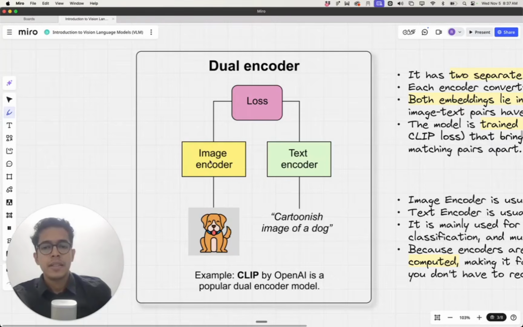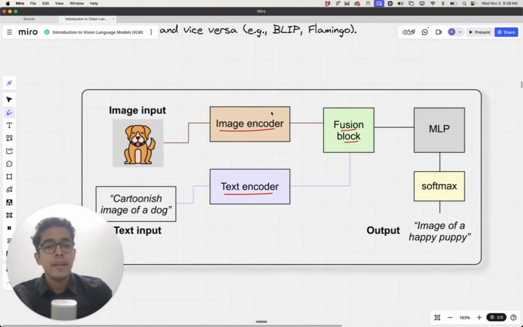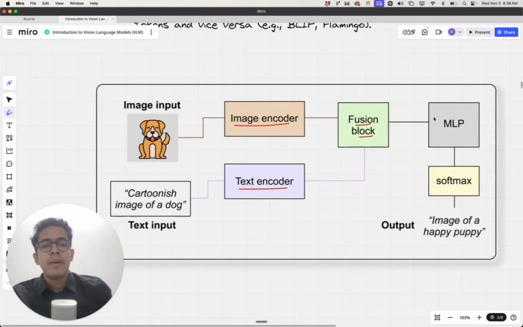So you will have an image converted to image embedding using an image encoder. Text will be converted to text embeddings, and then you compare those two embeddings to construct a loss. This loss function can be a CLIP-style loss or contrastive loss, which we are going to discuss in today's lecture.